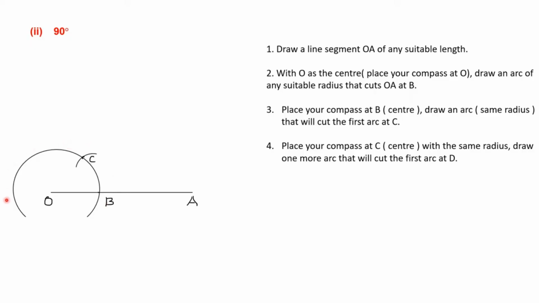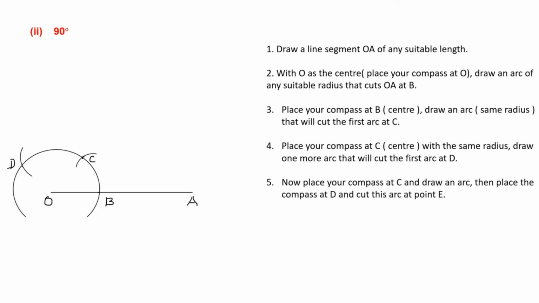That is going to cut this main arc. So we have drawn one more arc. It has cut there and we're going to name it D. This point D. Next step. Now place your compass at C and draw an arc straight up. Then place it at D and draw one more arc straight up. You're looking for 90 degrees, isn't it? So let's do that. Place it at C, draw an arc, place it at D, cut that arc.